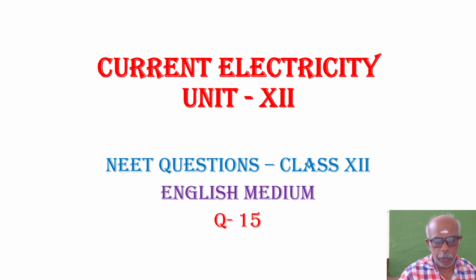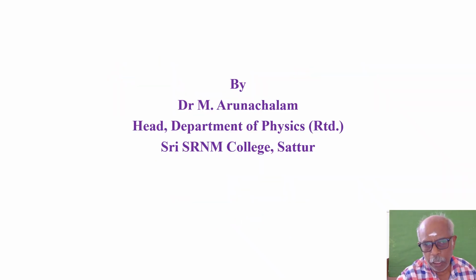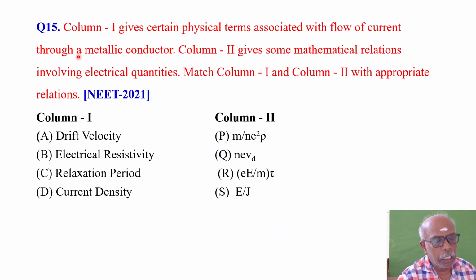In today's video, we are going to see a multiple choice question from the chapter Current Electricity, which is in unit 12 of your NEET syllabus. The question is: column 1 gives certain physical terms associated with flow of current through a metallic conductor. Column 2 gives some mathematical relations involving electrical quantities. Match column 1 and column 2 with appropriate relations.